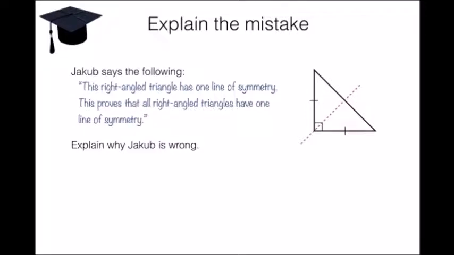So Jakob says the following: this right angle triangle has one line of symmetry. This proves that all right angle triangles have one line of symmetry. Explain why Jakob is wrong. You can pause to have a go at it.